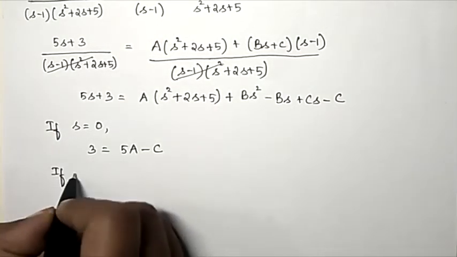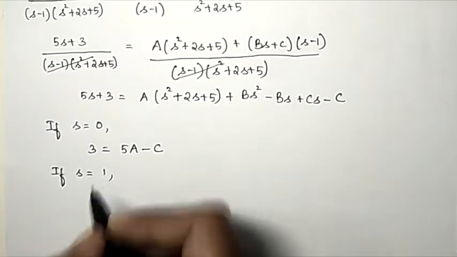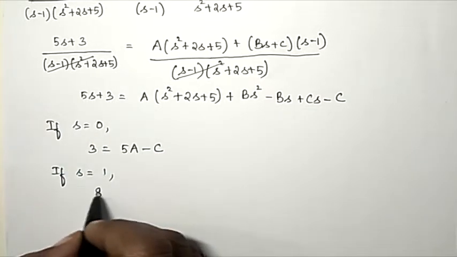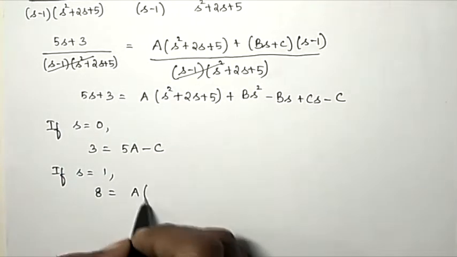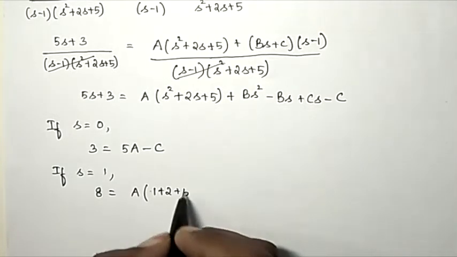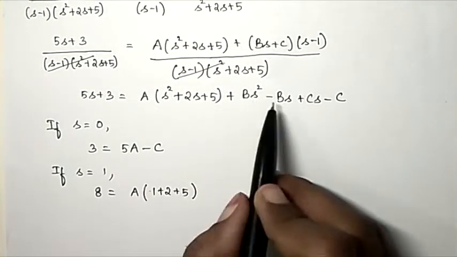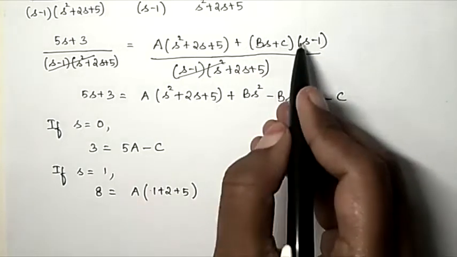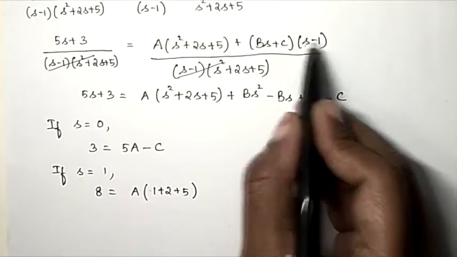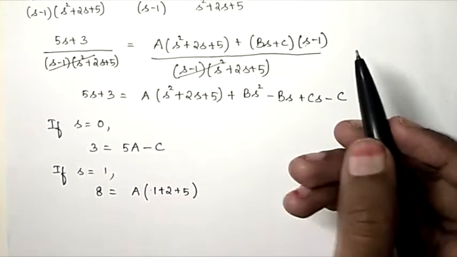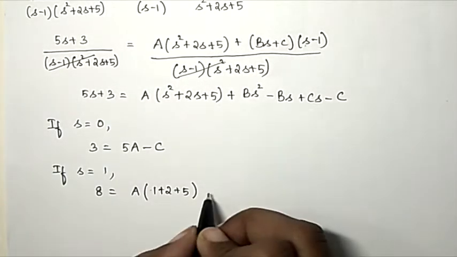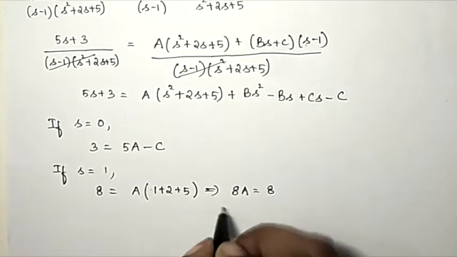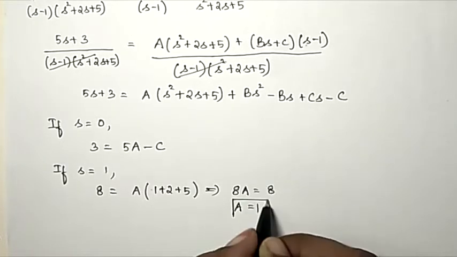Next what I'll do is I'll give the value of s as 1. If I give s as 1, I get 5 plus 3, which is 8, equal to A into (1 plus 2 plus 5). If I substitute 1, this (1 minus 1) becomes 0, so the whole term becomes 0 here. And so I'll write this as 8A equal to 8, and A is equal to 1.